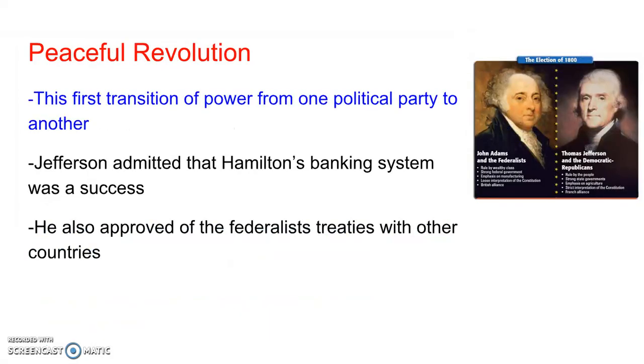So, remember, we talked about this as a peaceful revolution. The Federalists had control of Congress, had control of the presidency. They didn't have to turn it over to Democrat Republicans, but they did. And so you have this peaceful transfer of power, peaceful revolution, because you have power going from one political party to another. And this showed that our American system, our democracy, our republic, was actually going to work and be successful.